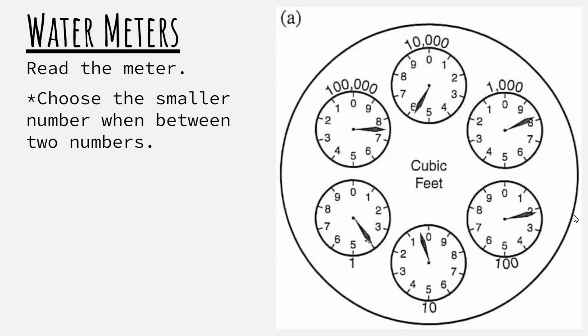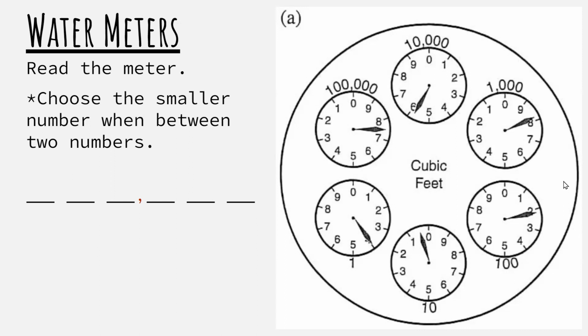All right, up next, we have got a water meter. You guys can see that we have 6 different gauges making up this water meter. To set this problem up, we're just going to make 6 blanks, and we're going to go from our highest reading down to our lowest reading. One special note: if your needle falls between 2 different numbers, you're going to pick the smaller one.